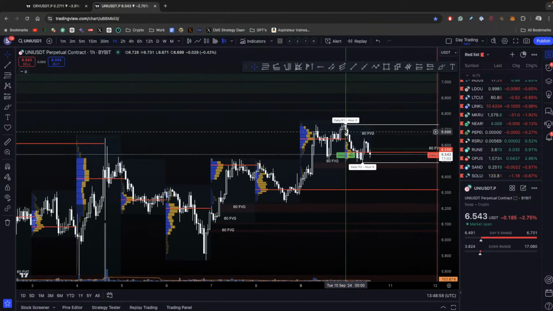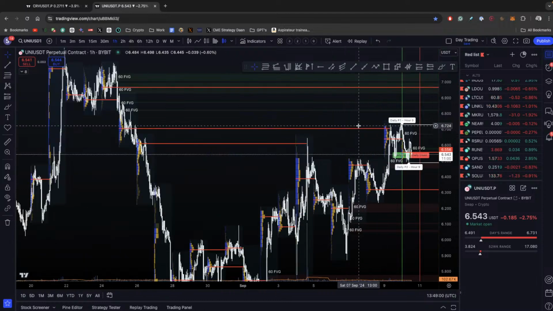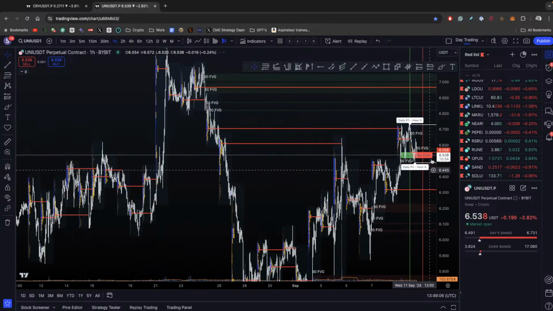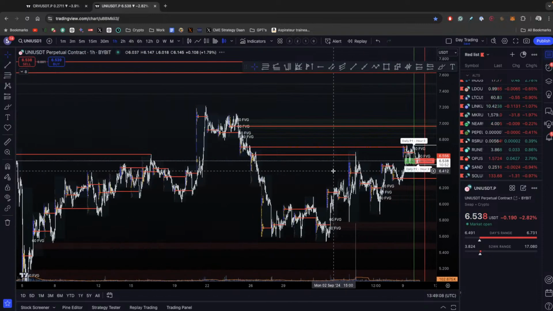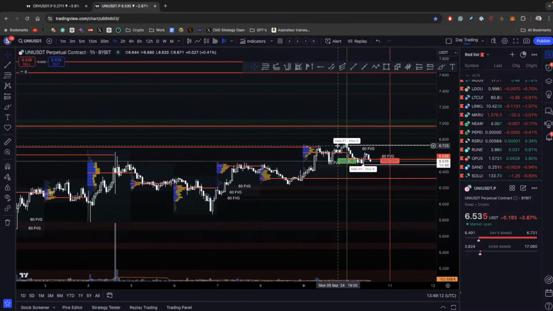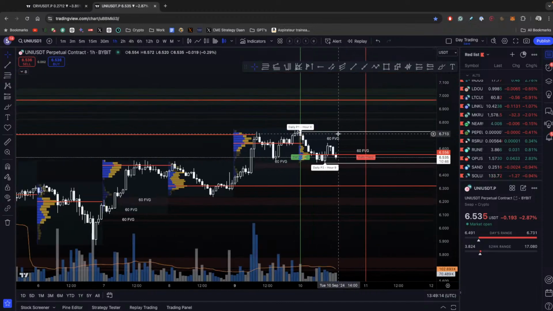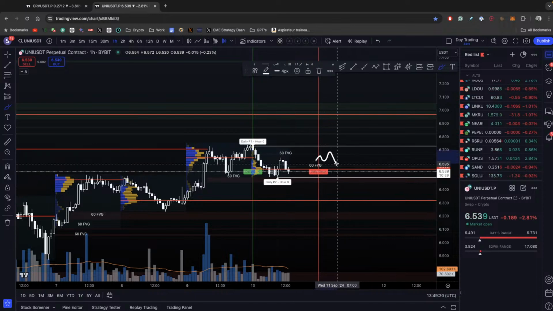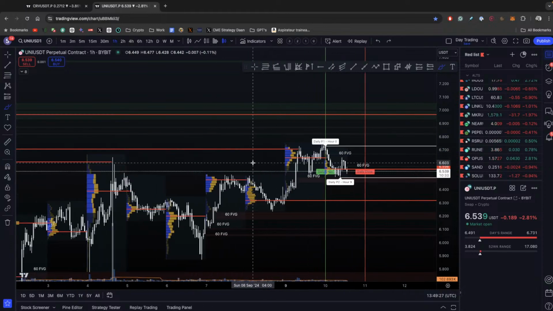So uni is interesting. Oh yeah, beautiful. Wow, really beautiful. Amazing, amazing setup in my opinion. In terms of confluence, we had this naked daily point of control hit right there. Then we SFP'd the naked daily point of control hit. Then we not only SFP'd it, but we put in the high like so. Right, beautiful double liquidity grab. I mean, it doesn't get any better than this.